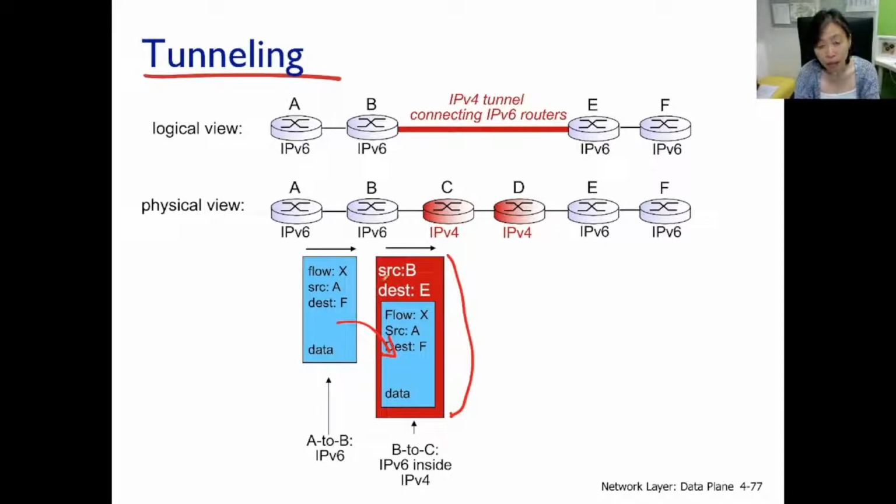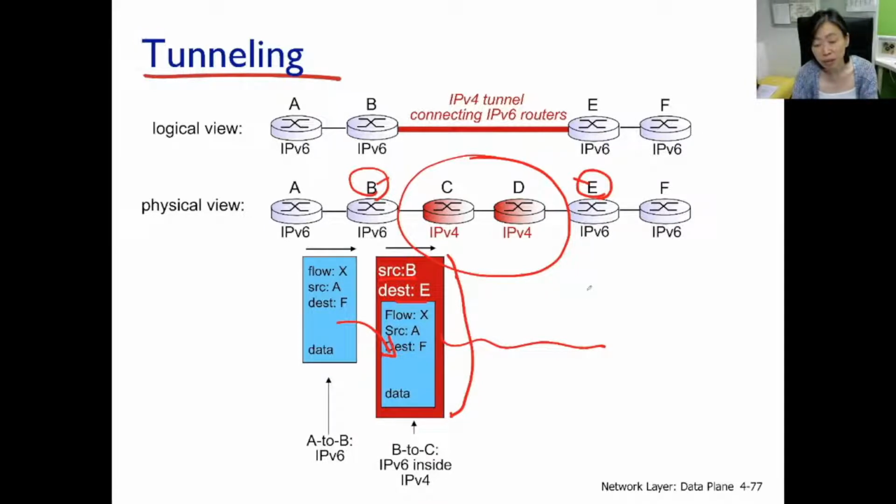In the version 4 packet, the source address is going to be B itself. Destination address is going to be the other end of the tunnel, the other end of the tunnel's IPv4 address. Now, this is an IPv4 packet, source being B, destination being E. Then the IPv4 network is capable of forwarding this packet over.